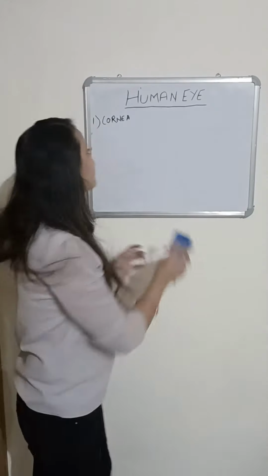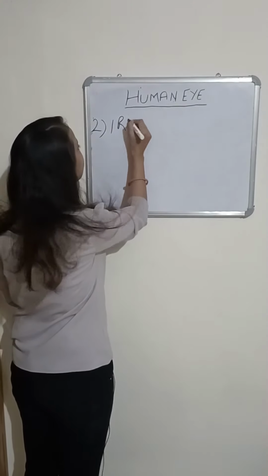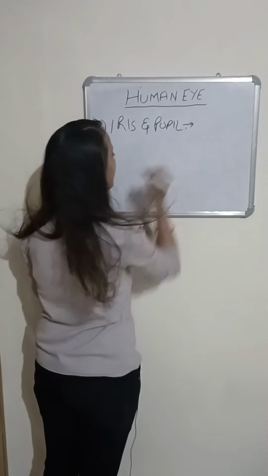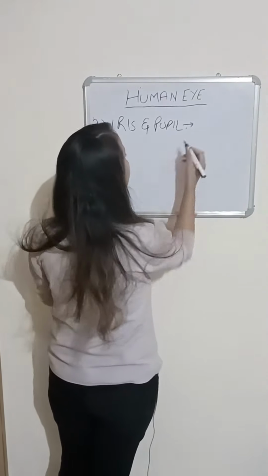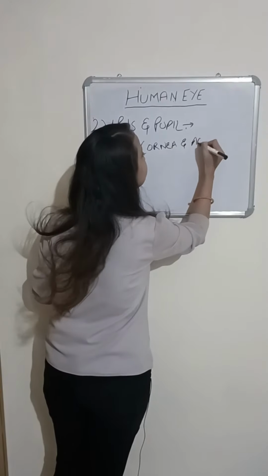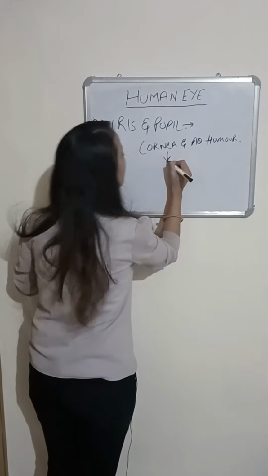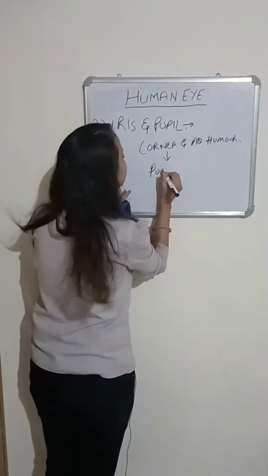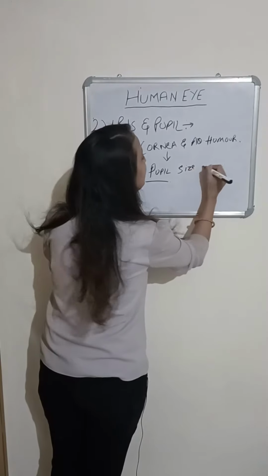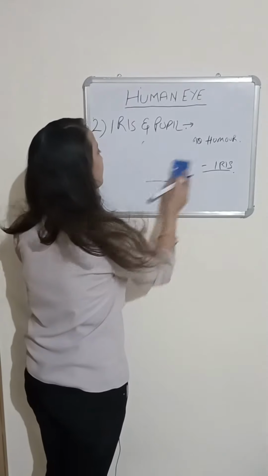Now, pupil, iris and pupil. Light enters through cornea and aqueous humor through an opening called the pupil. Okay? The size of the pupil is controlled by iris. Okay?